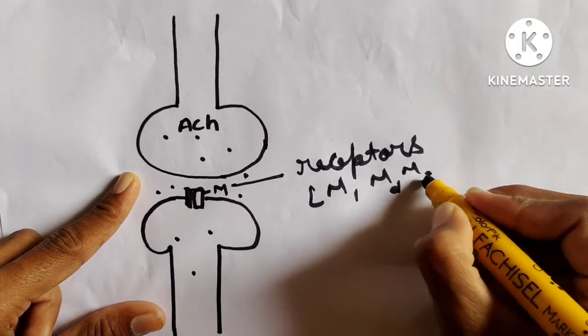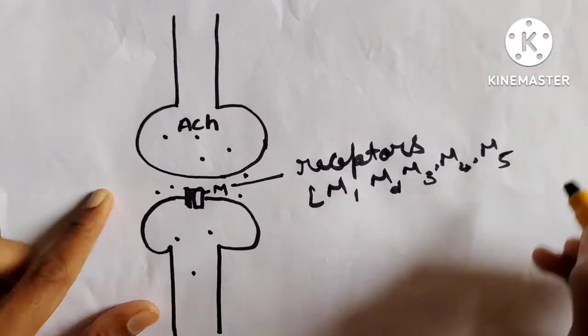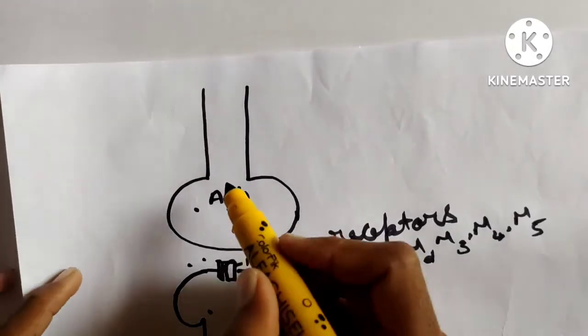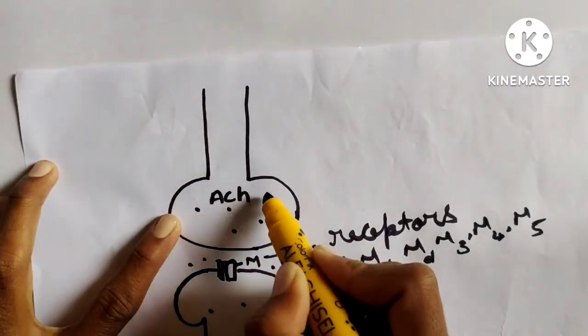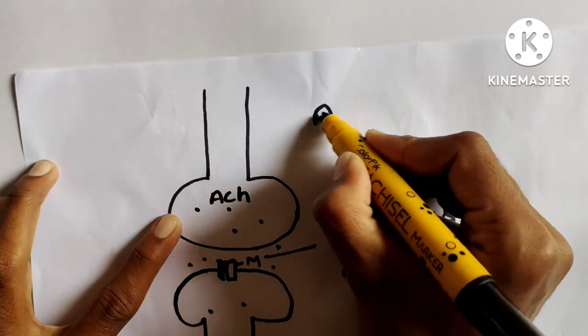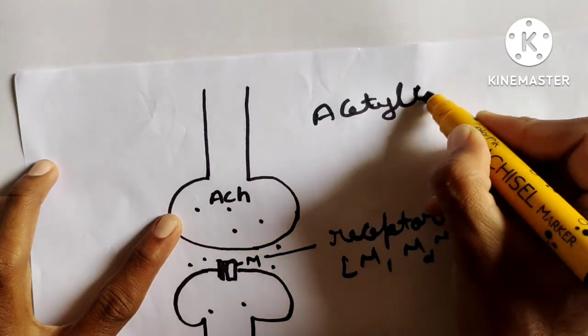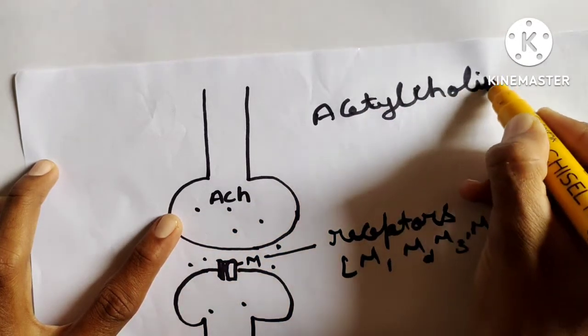You are observing the M here. M means these are the receptors, that is, M1, M2, M3 and M4 muscarinic receptors. Two types of receptors are there. We will study the receptors in the next class. Better you understand this M. What is this M? Muscarinic. M1, M2, M3, M4 and M5.